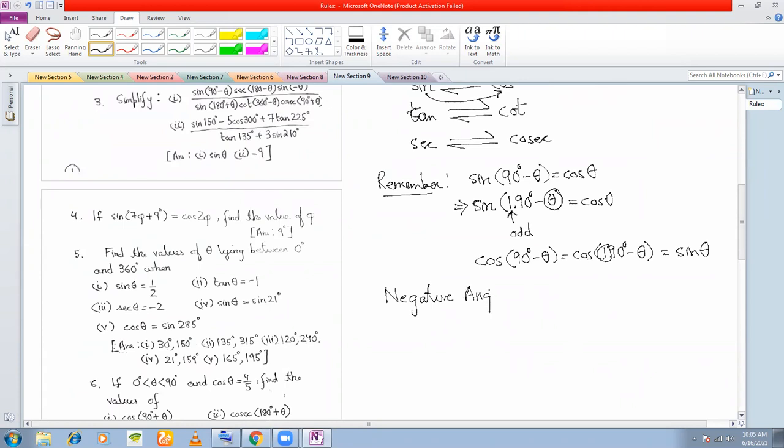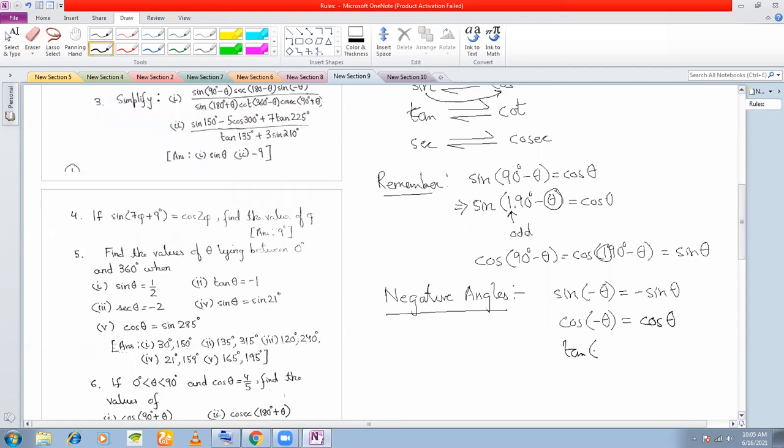What is the rule for negative angles? The rule for negative angles is that sine of minus theta is minus sine theta. Cos of minus theta is cos theta. Only cos theta, sorry, not minus, because cos absorbs the negative sign. So for this, you have cos theta.